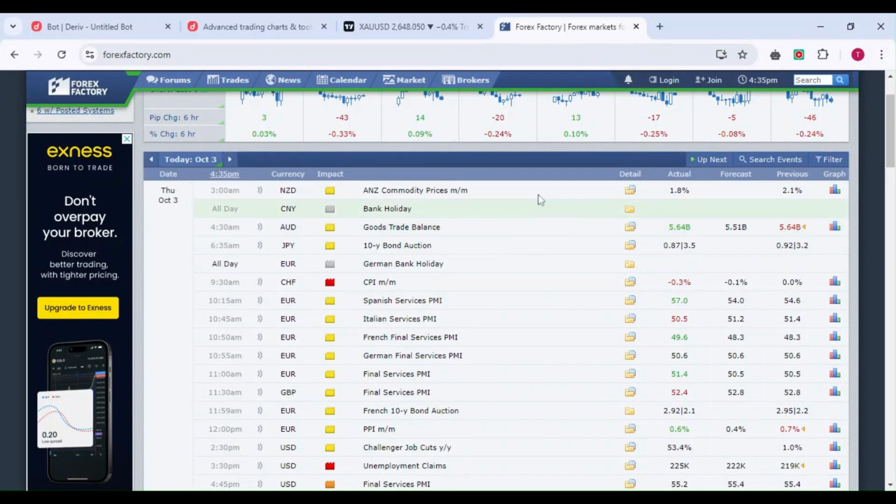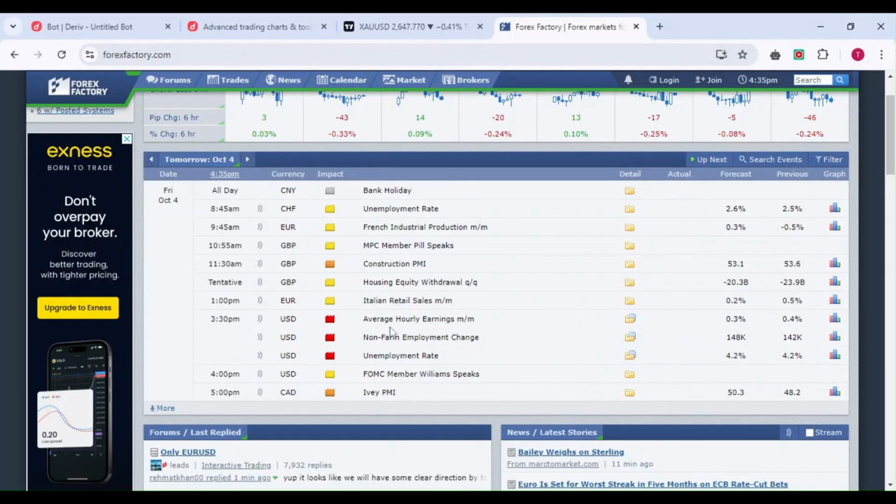For example, let's go back to this. Take the non-farm payrolls report. Let's see the non-farm payroll. You can see the previous was 142,000. The report shows that we expect a higher number, from the previous 142 to 148. But since it has not come out yet, tomorrow at 3:30 p.m. we will see if there is an increase as expected.